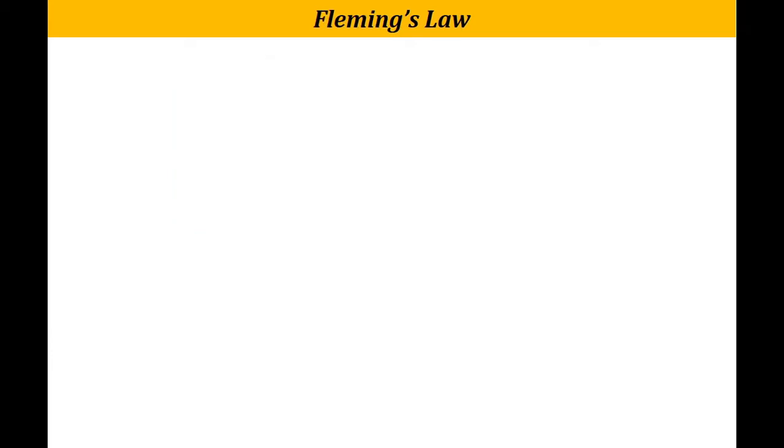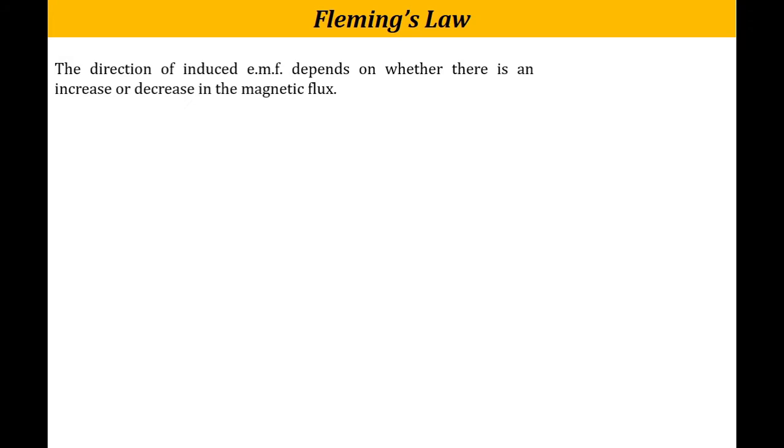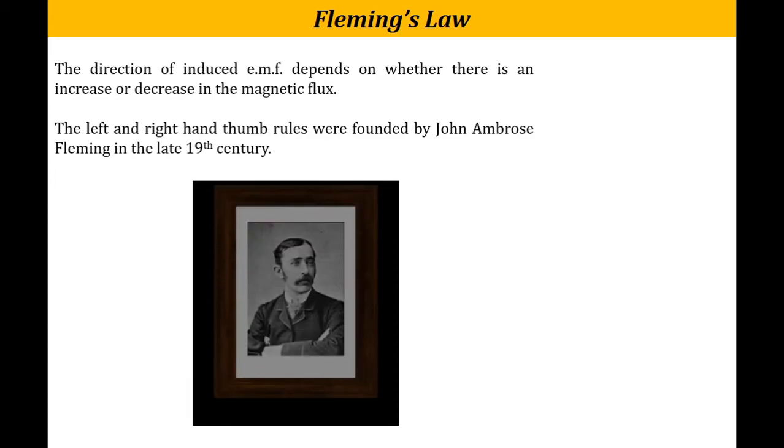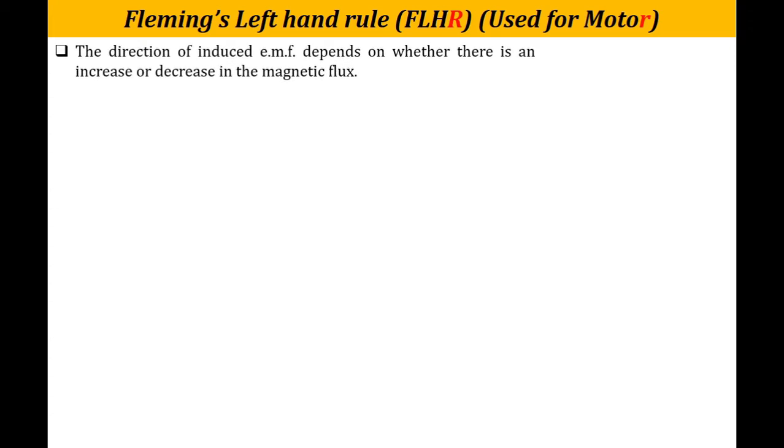Now let's discuss the second important law, that is Fleming's law. Here the direction of an EMF which is induced in the coil depends upon whether there is an increase or decrease in the magnetic flux. The left hand and right hand thumb rule was given by John Ambrose Fleming in the late 19th century. He is a scientist, and he gave us the left hand and the right hand rule. Now, what is Fleming's left hand rule? The direction of an induced EMF depends upon whether there is an increase or decrease in the magnetic flux.